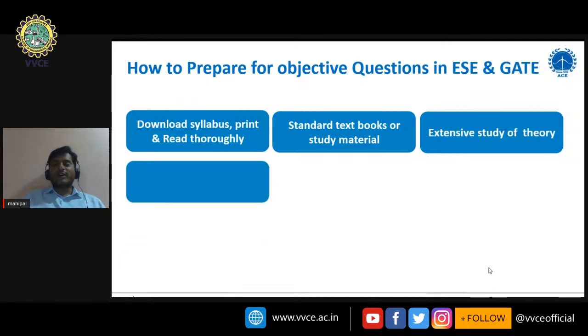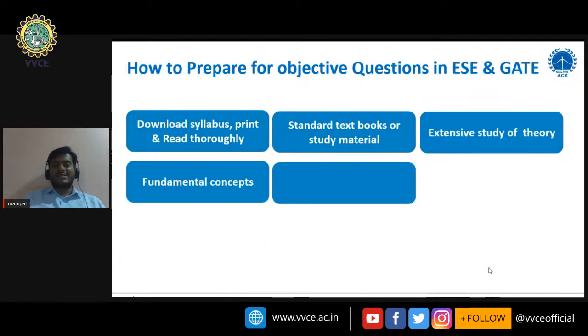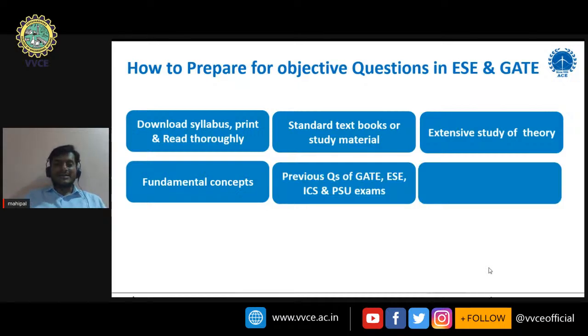Third one, what are we going to do with these textbooks and study material? We are going to study the theory, and we are going to make our fundamental concepts clear. You are all engineering students, and I need not explain the fundamental concepts. So you should make your fundamental concepts very, very clear. Once your fundamental concepts are clear, please solve previous questions of the GATE examination or any other similar examination.